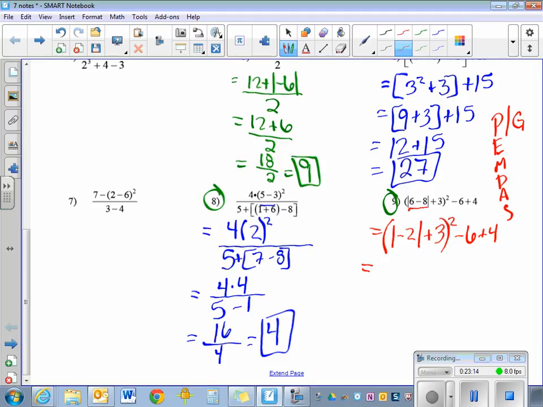So we see parentheses, right? But then again, we still have to do inside of it first, the absolute value. That's one of my groupings. So what's the absolute value of -2? Very good, 2. All right, so we have 2 plus 3 now.